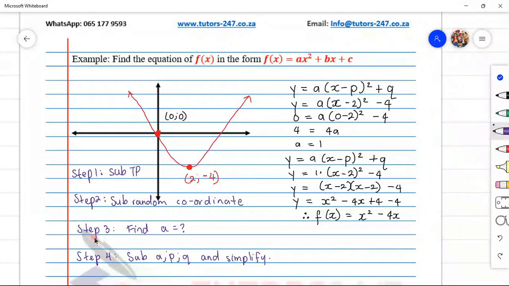The most important thing is to identify what you were given. So because we were given a turning point and a random coordinate, we use the turning point form. If we were given the x-intercepts and a random coordinate, we would then be able to use our x-intercept form.